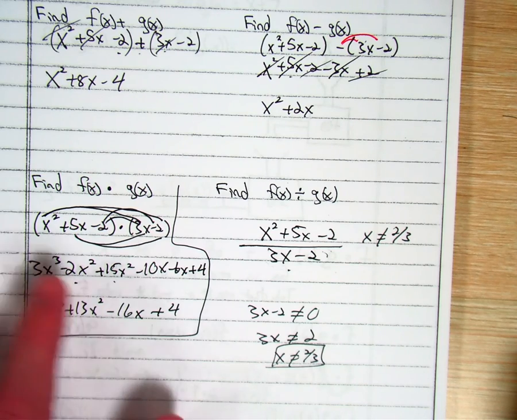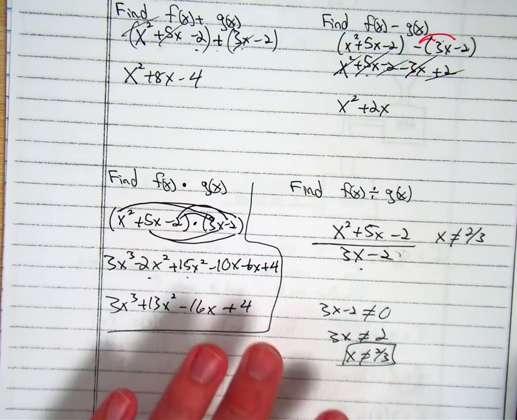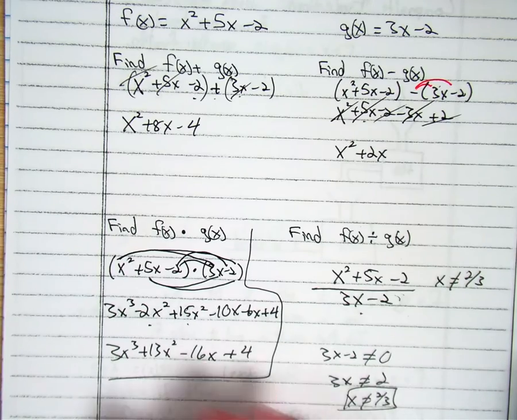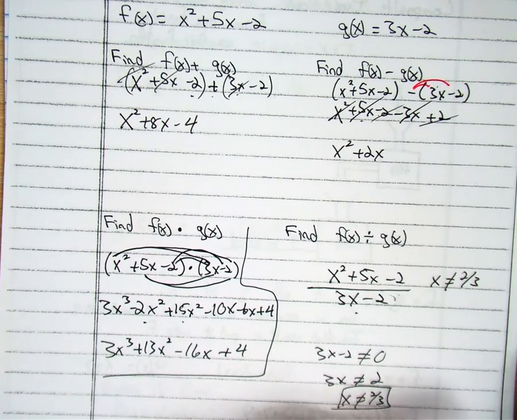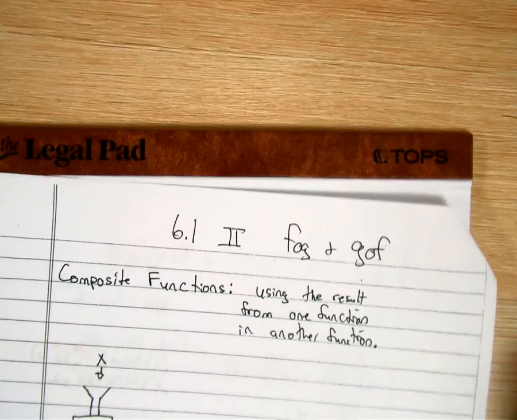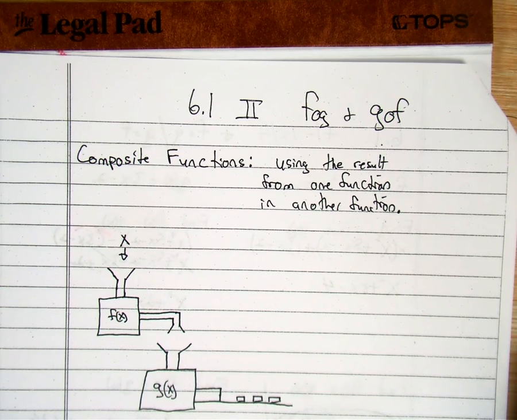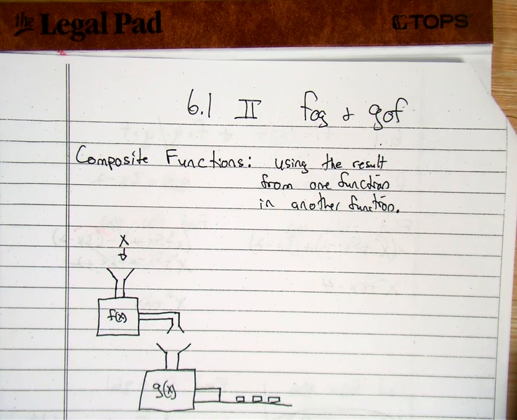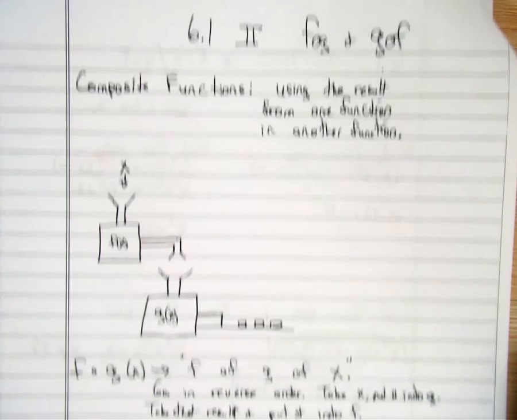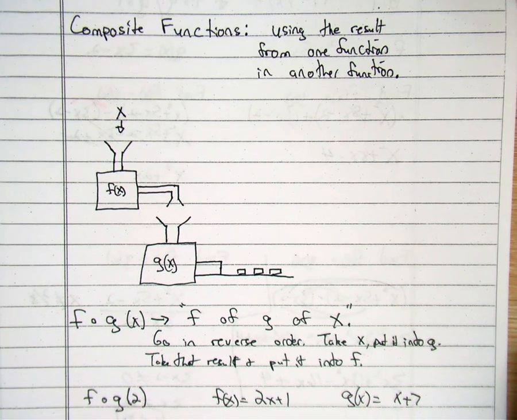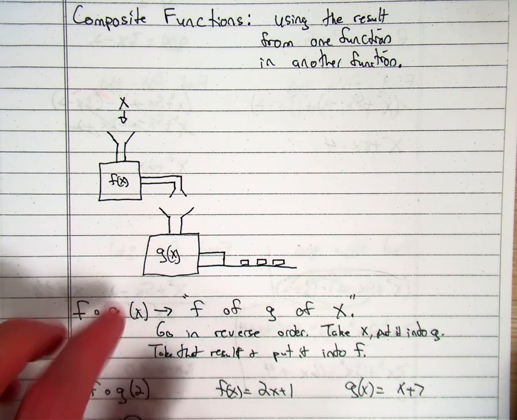Okay, there we go. So if this is a 2-day lesson for you this year, this is probably day 1. If 6.1 is all in one day, then we're going to flip it on over and we'll do f of g and g of f. Composite functions, f of g and g of f. Composite functions use the result from one function in another function. I like to talk about the Sneetches on the Beaches, the Dr. Seuss video. It's kind of similar to that.